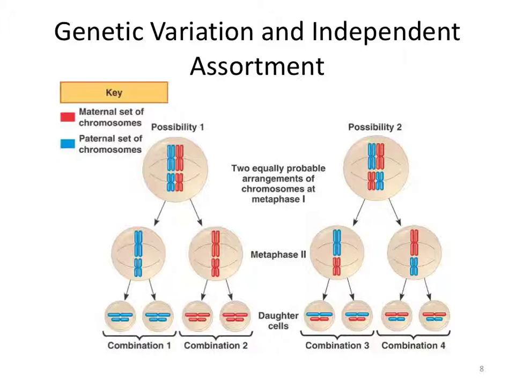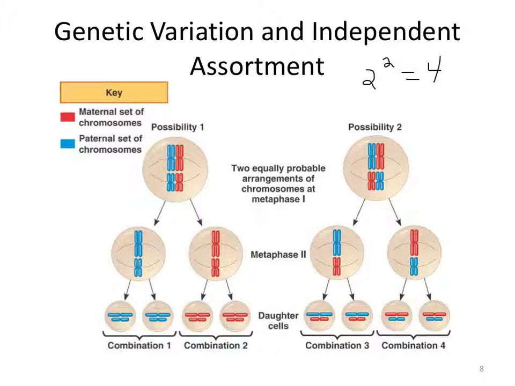In an organism with 2 pairs of chromosomes, there are 2 possibilities for how they can align on the metaphase plate during meiosis, and these are both shown here on the left and the right. The 2 possibilities ultimately result in 4 different types of gametes. So this can be calculated as 2 to the exponent 2, or 2 to the 2, which equals 4.